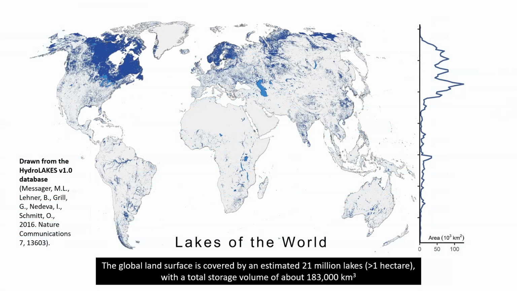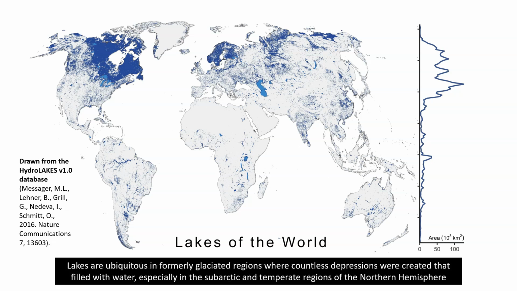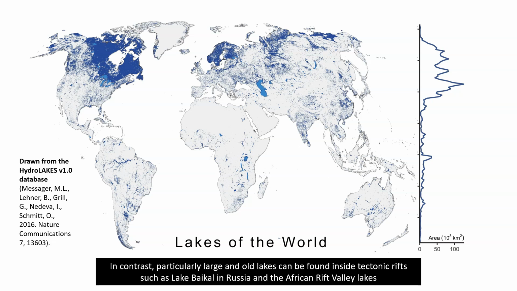The global land surface is covered by an estimated 21 million lakes, with a total storage volume of about 183,000 cubic kilometers. Lakes are ubiquitous in formerly glaciated regions where countless depressions were created that filled with water, especially in the subarctic and temperate regions of the Northern Hemisphere. In contrast, particularly large and old lakes can be found inside tectonic rifts, such as Lake Baikal in Russia and the African Rift Lakes.